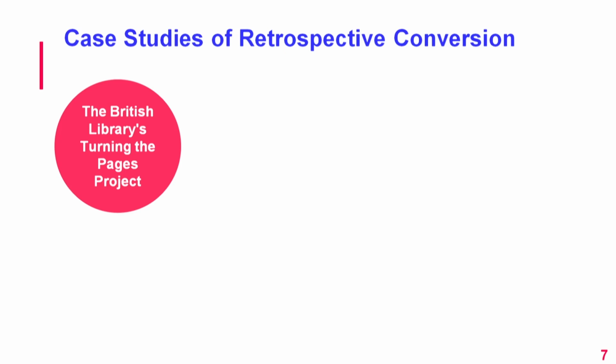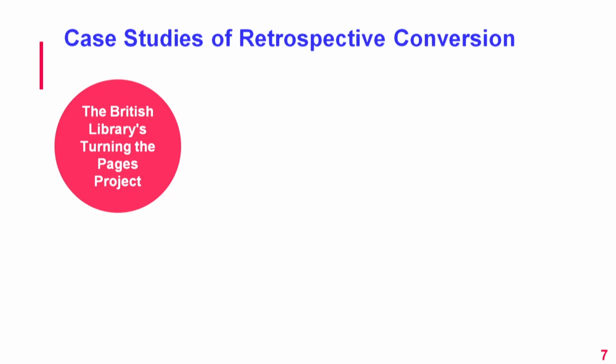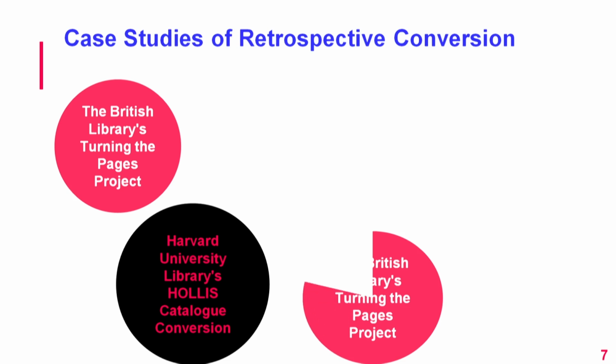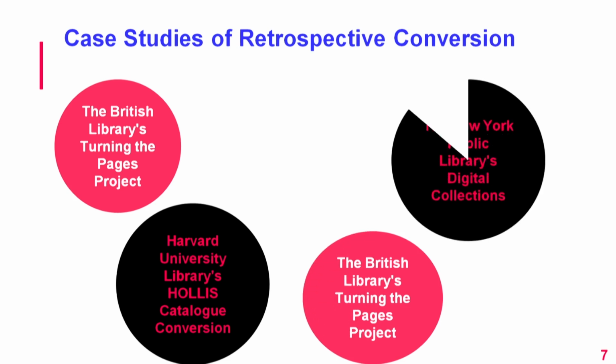One of the examples of such a case study is the British Library's Turning the Pages project. The other case study is Harvard University Library's HOLLIS catalog conversion. Then the next one is the New York Public Library's digital collections.